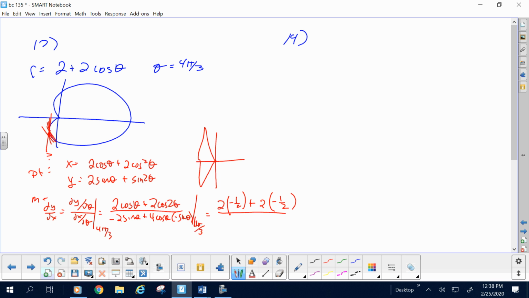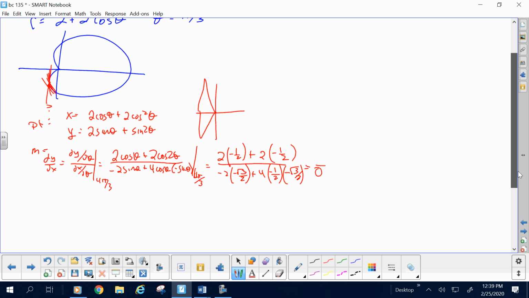Wow, these are a lot of work, huh? Sine of 4 pi over 3 is negative root 3 over 2, and cosine of 4 pi over 3 is negative 1 half. Maybe I'm mistaking this for another problem. I'm not seeing this zero out. Did this zero out? Oh, it does zero out. Negative root 3 over 2. So you get vertical slope, yeah?